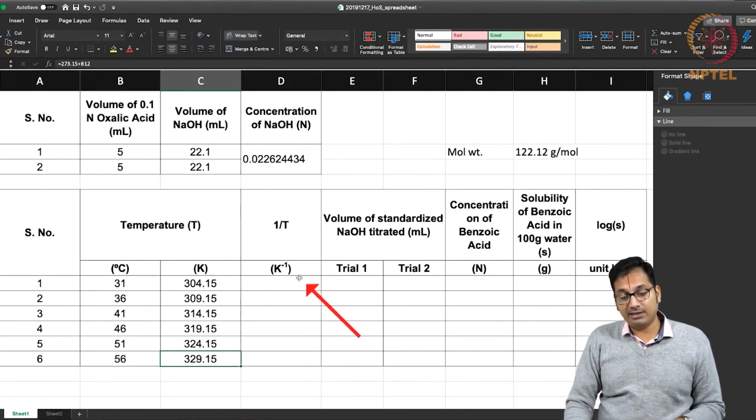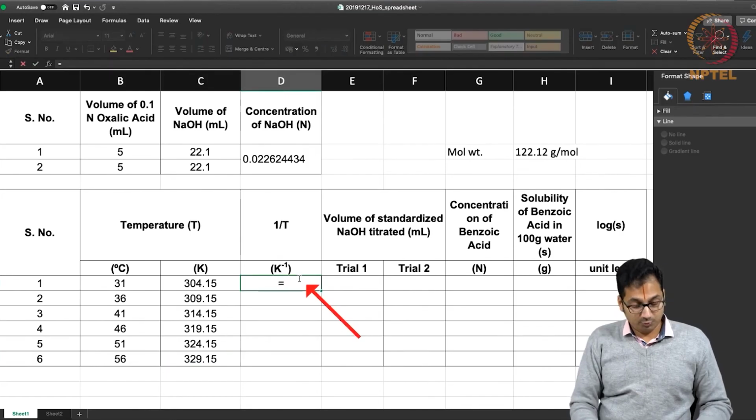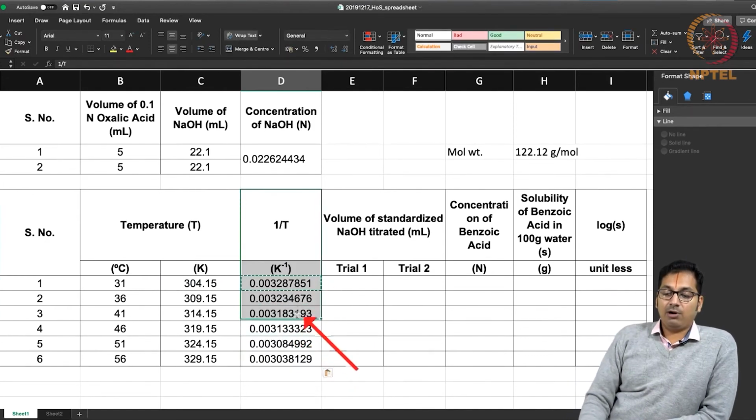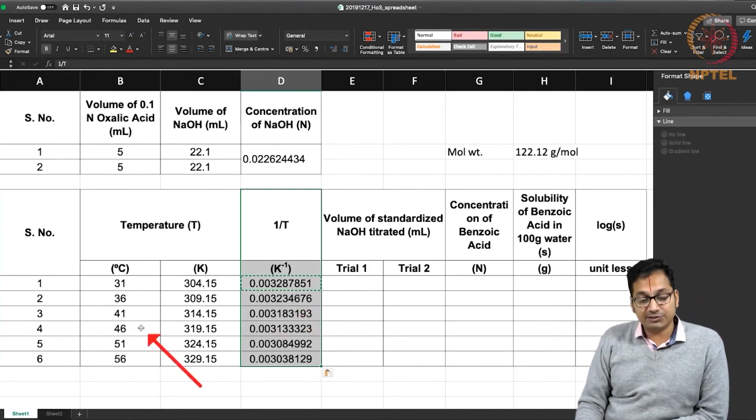Now, having obtained that, the next step would be to determine 1 over temperature. One can do that by just doing 1 over that given cell, and let's copy and paste this over here. So what ends up happening, you have the 1 over T measurement, and this data is nicely analyzed. If you are, as a scientist, doing all this by calculator, you might end up introducing some errors, which doesn't happen here.